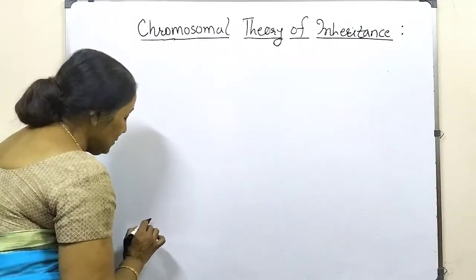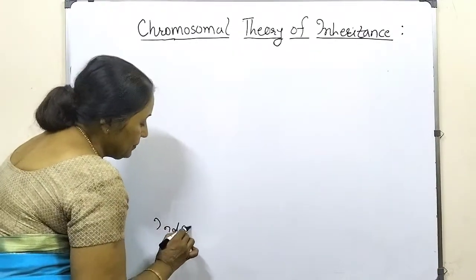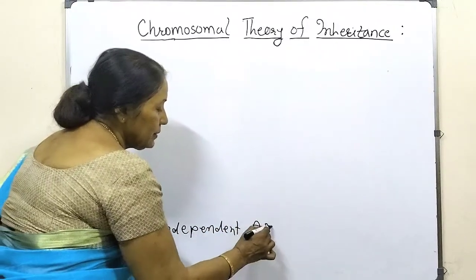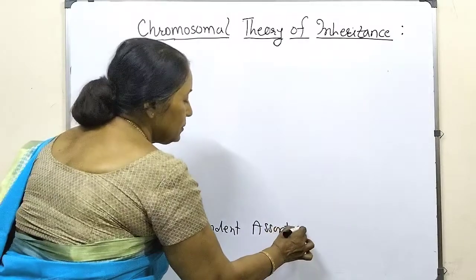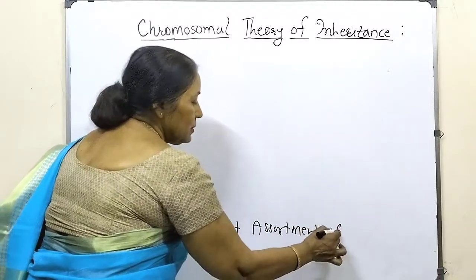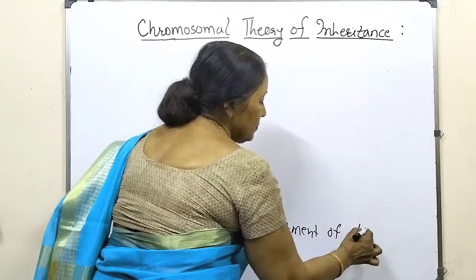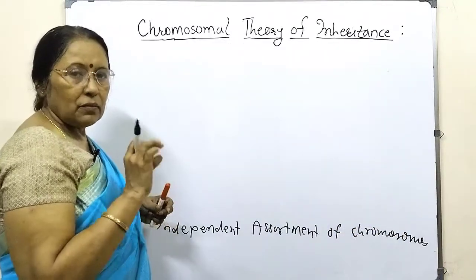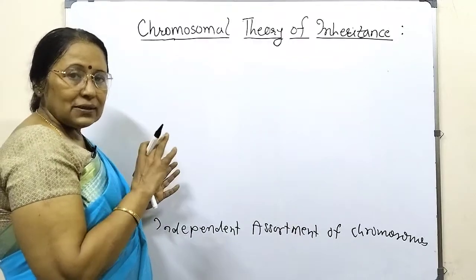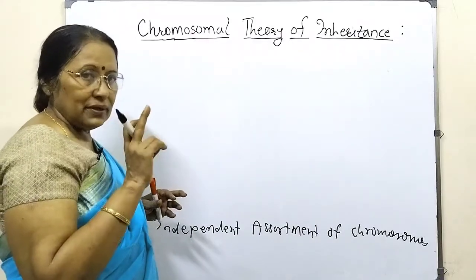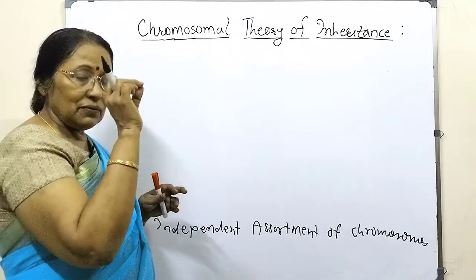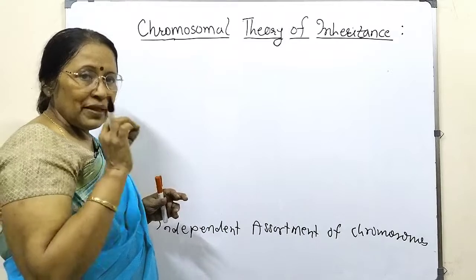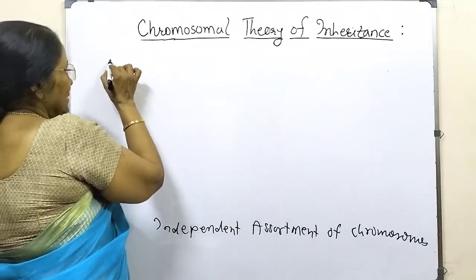Diagram is that of independent assortment of chromosomes. Okay, point of caution. The first diagram we started with G1. That's why we have shown, first we have shown only single thread of chromosome. Here we are starting with anaphase.